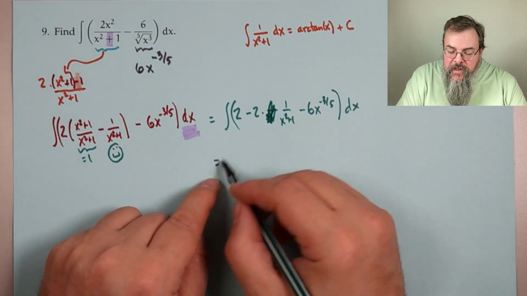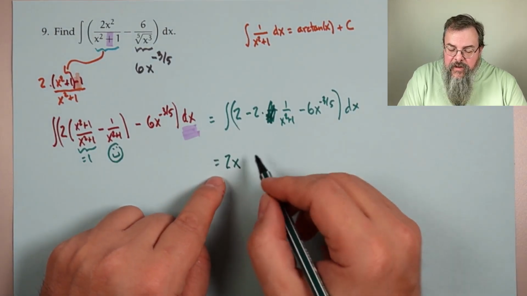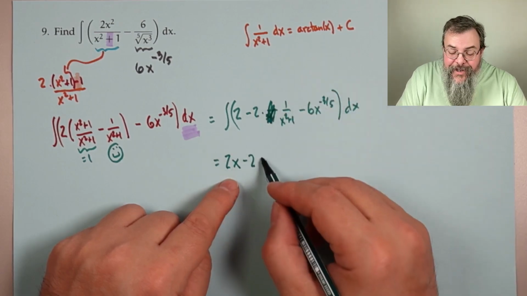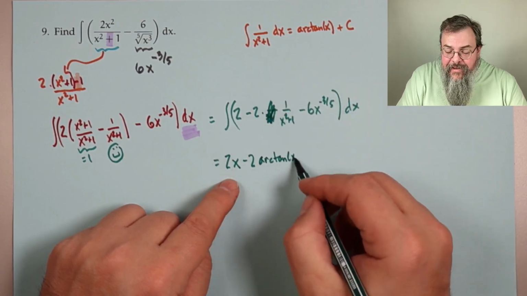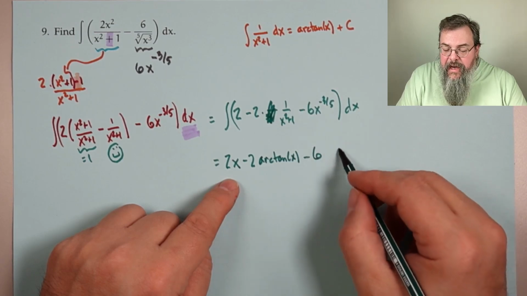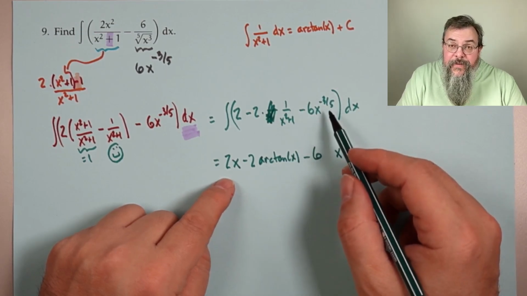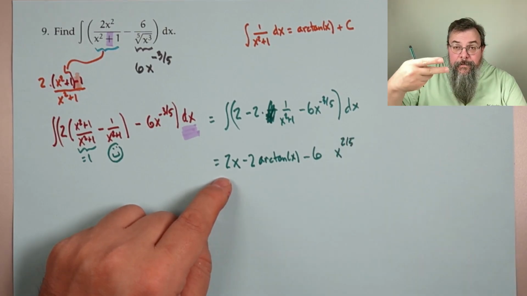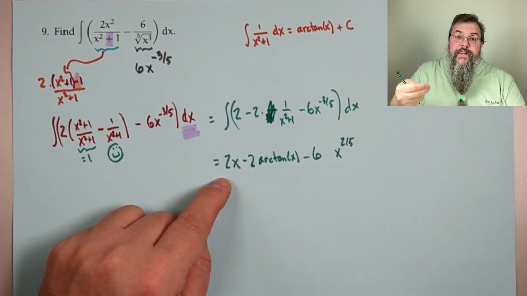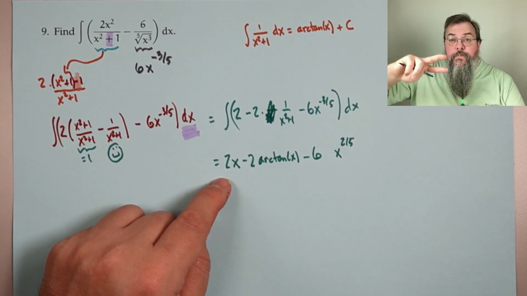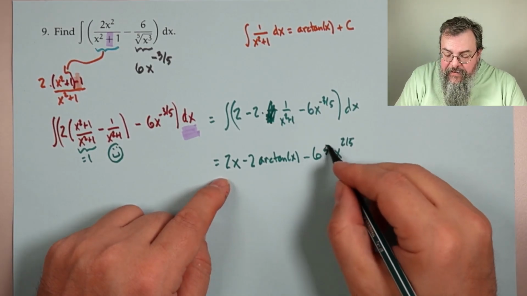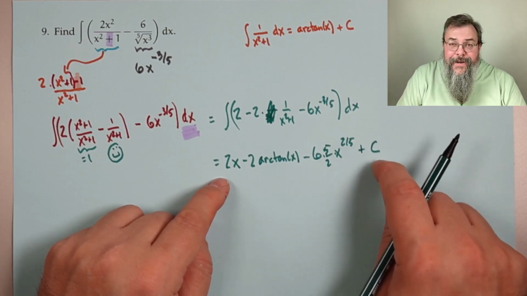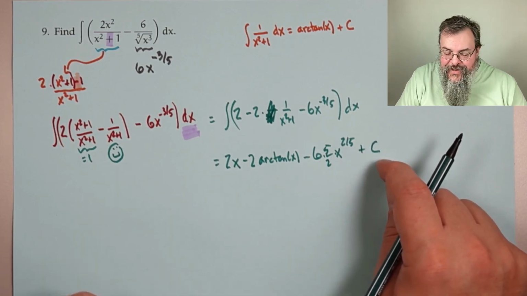Term by term, integral of 2 is 2x, minus 2 times the integral of 1 over x squared plus 1, just look up there, arctangent of x. Nice! Then minus 6, add 1 to your power, negative 3/5 plus 1 will become positive 2/5, then flip it over. So it's like dividing by 2/5, but that's the same as multiplying by 5/2. And now don't forget your plus c. You want to get all those points. Make sure you add your c's.